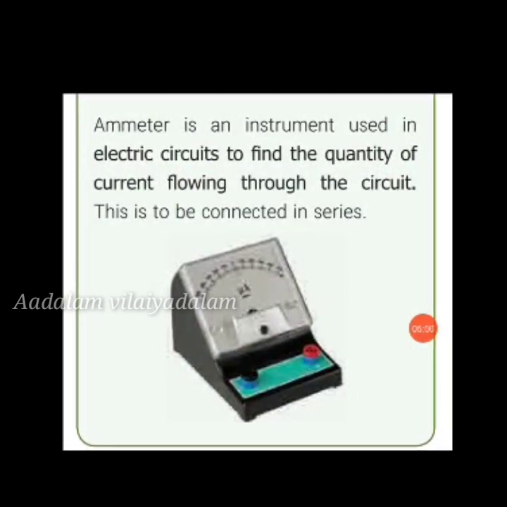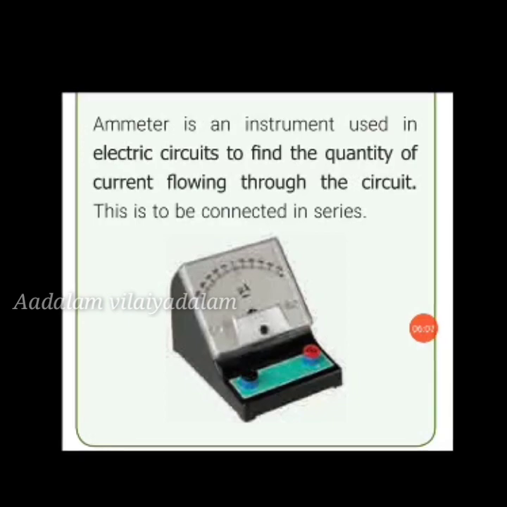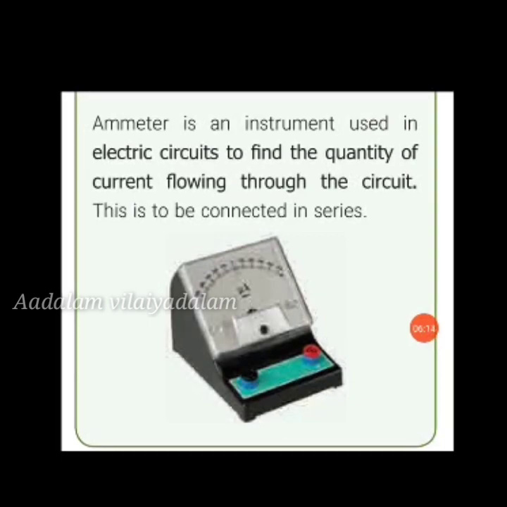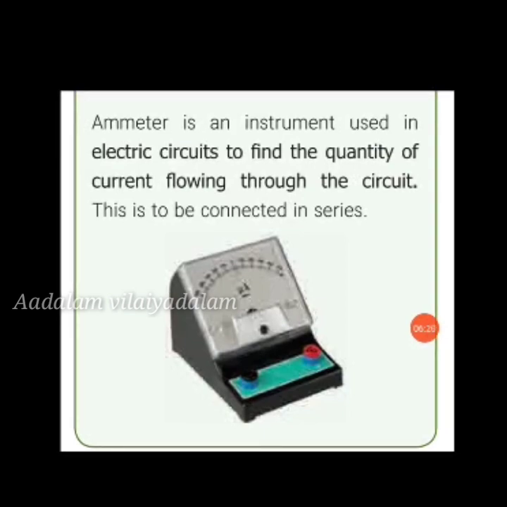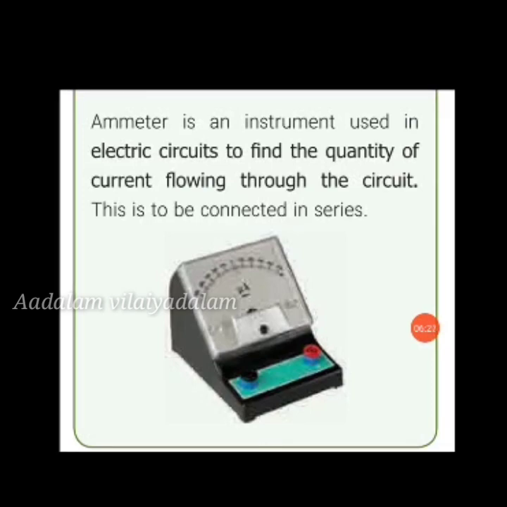Next, you see the instrument. This is called an ammeter. An ammeter is an instrument used in electric circuits to find the current flowing through the circuit. It is to be connected in series in the circuit. Okay, so an ammeter is used to find the current flow in the circuit.